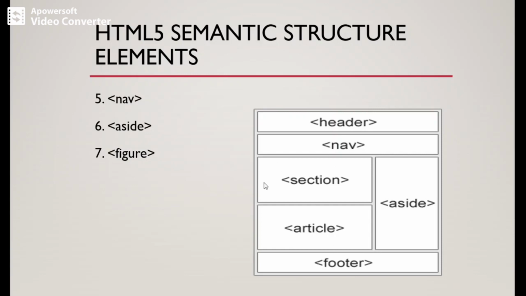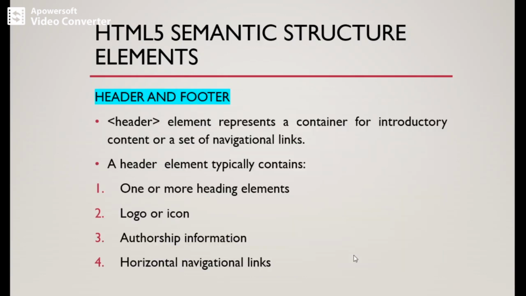So here the figure is given. You have header tag, then nav. It's actually the exact order in your HTML document. So you have first the header tag, then nav. Then here in this portion you can have section as well as article or aside. Aside also you can have, and footer. We'll begin with header and footer.